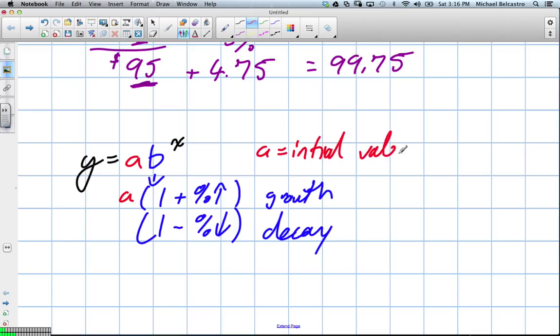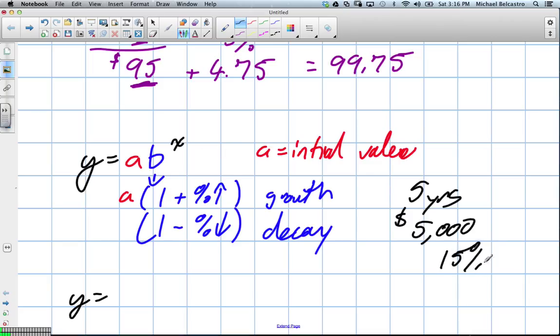If you have a car that's depreciating in value, so say we buy a used car and the car is 5 years old, and we end up spending $5,000 on that car. And it turns out we found out that this car depreciates by 15% every year. We want to know what the car will be worth in 3 years. Even though the car is 5 years old now, our initial value when we bought it was $5,000.